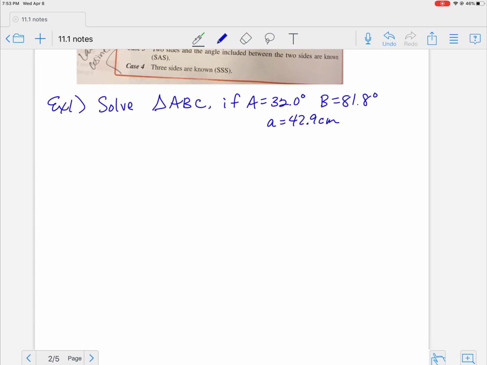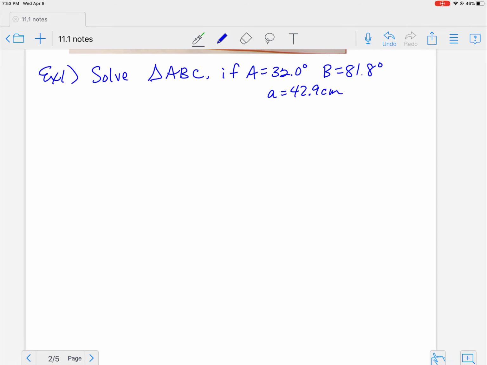Here's the moral of the story. Anytime you have this matchup, that is law of sines. That's your biggest thing. If you don't have any side and any angle matched up, then you go to cosines. All right, so let's do it right now.